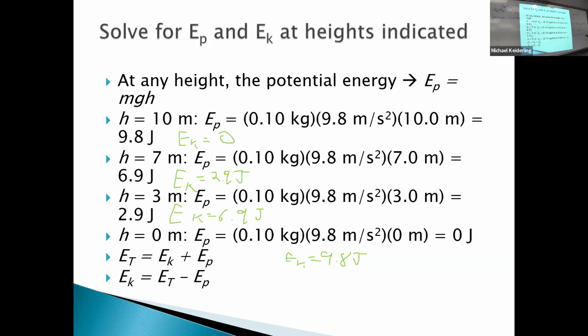At 3 meters, the potential energy is only 2.9 joules, so the kinetic energy will be 6.9 joules. And at 0 meters, the potential energy is 0 joules, so the kinetic energy will be 9.8 joules. So because total energy equals kinetic energy plus potential energy, kinetic energy will equal total energy minus potential energy.